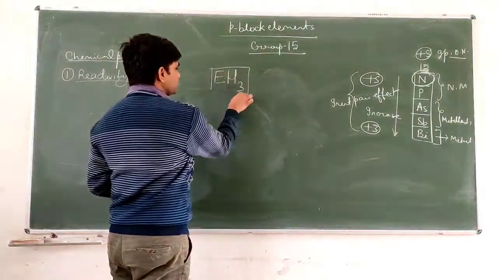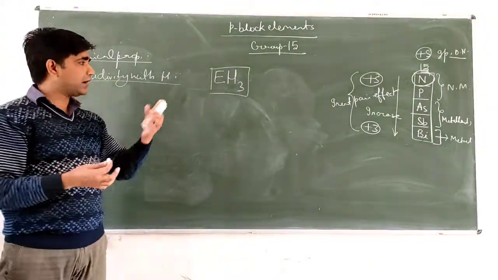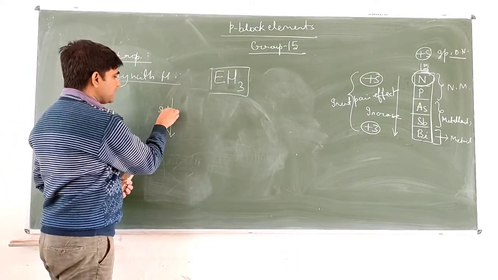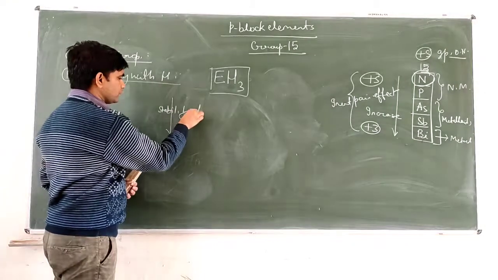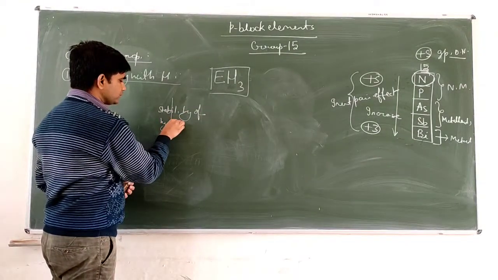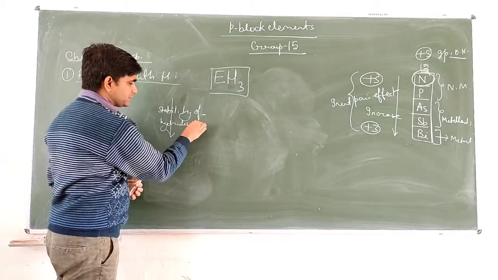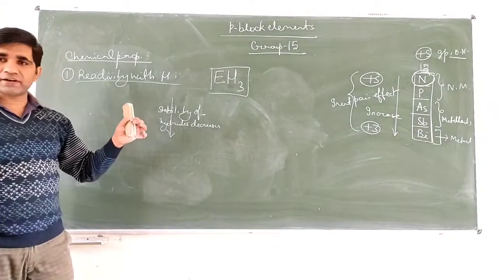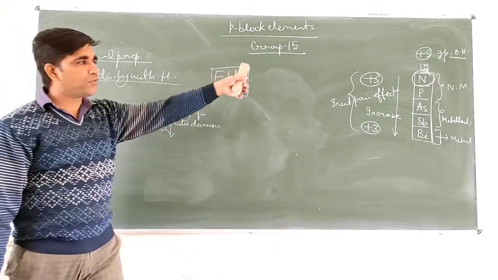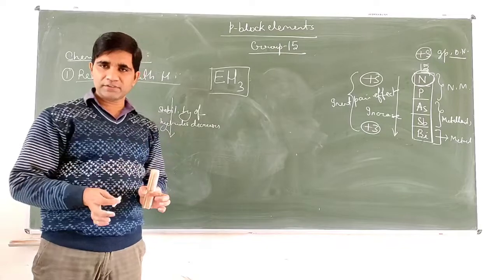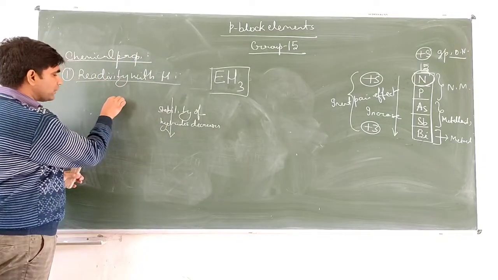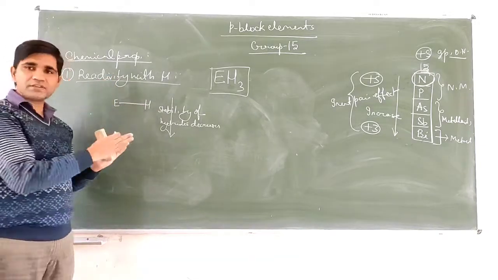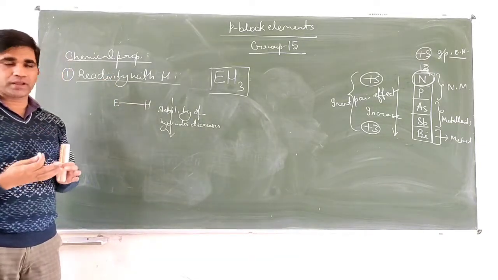We now discuss some general properties of hydrides. On moving down the group, stability of hydrides decreases. As we know, on moving down the group, size of the element increases. As the size of the element increases, bond length increases. A longer bond is always a weaker bond, easy to break.